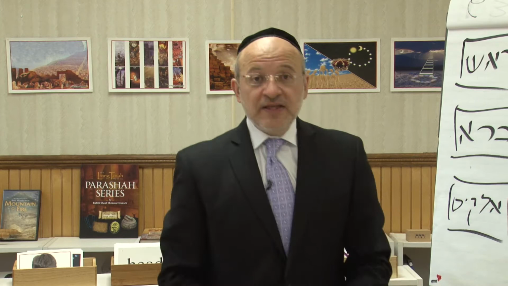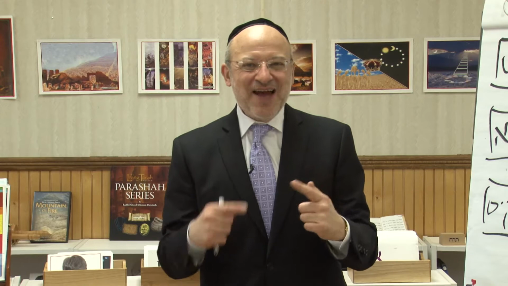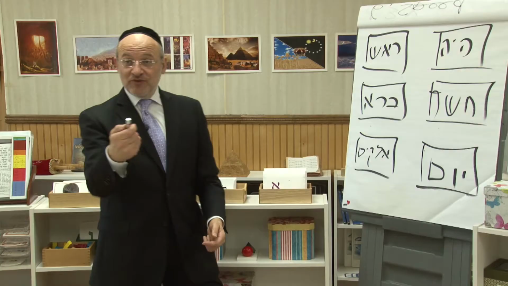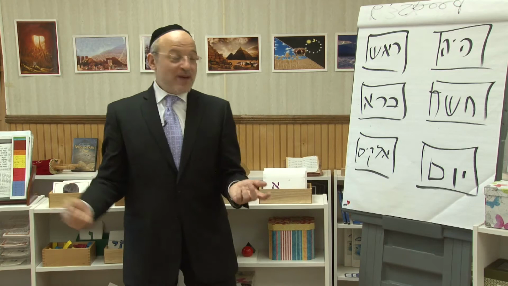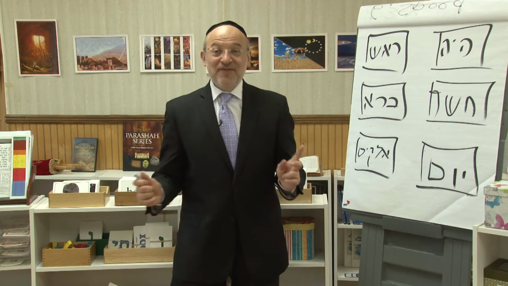And this chazara is not the second stage. This is chazara on the gift. We're re-gifting every day. And we'll go through it very quickly using a laser pen. Reish, head, choshech, darkness, haya, was, or exist. Elohim, Hashem, powers, yom, day, bara, create. Oh, so we'll go through this very quickly every day.